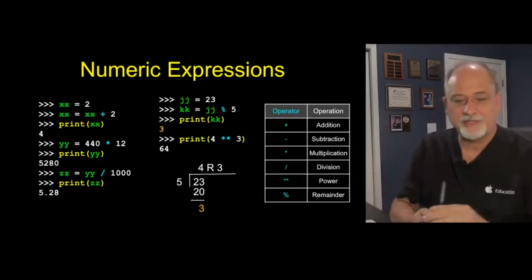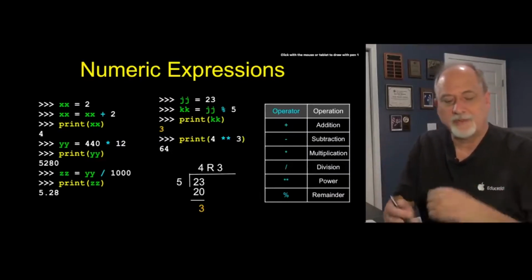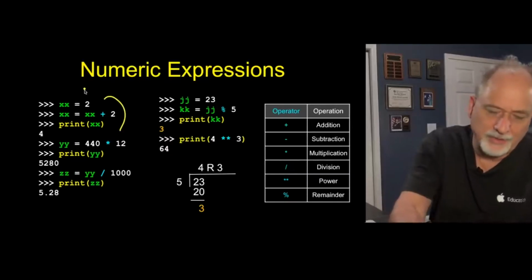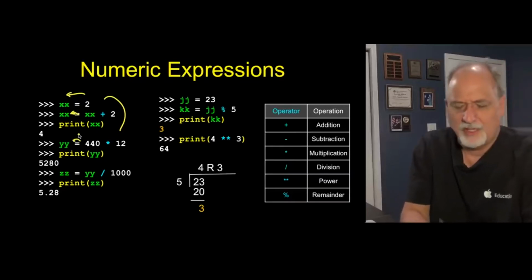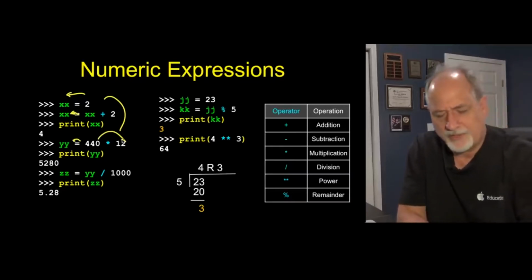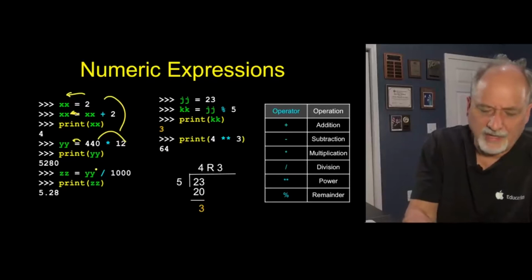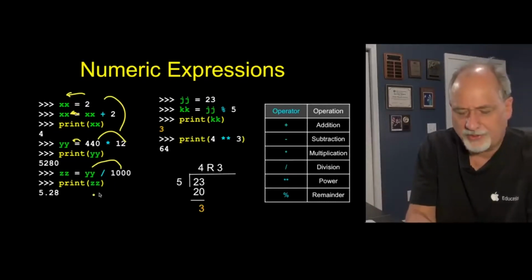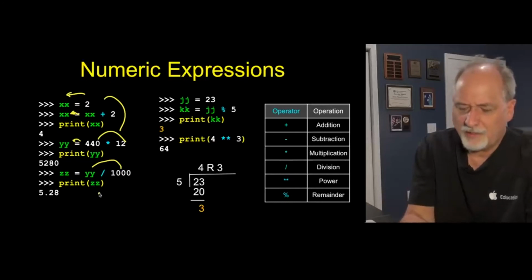So here's a whole series of little examples of this. We've already seen the plus, x equals x plus 1. Keep remembering that these assignments are arrows, basically. Arrow, arrow, they have a direction. Multiplication, 440 times 12. Dividing this by, that's division, over 1,000, 5.28. Here we're going to put 23 into JJ, and then we're going to do modulo. So that says, take 23, divide it by 5, and give me back the remainder and put it in KK.